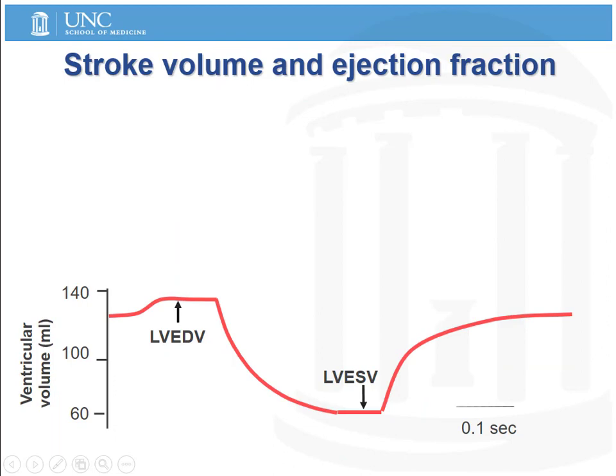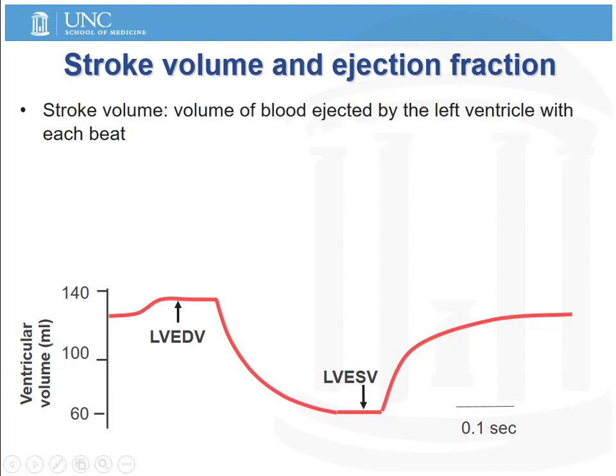We can use the left ventricular end diastolic volume and left ventricular end systolic volume to calculate a couple of important volumes that tell us about heart function. The first is the stroke volume, which is the total volume of blood that's ejected by the left ventricle with each beat of the heart. So that's just the difference between the maximum ventricular volume, or the left ventricular end diastolic volume, and the minimum ventricular volume, or the left ventricular end systolic volume after ejection.